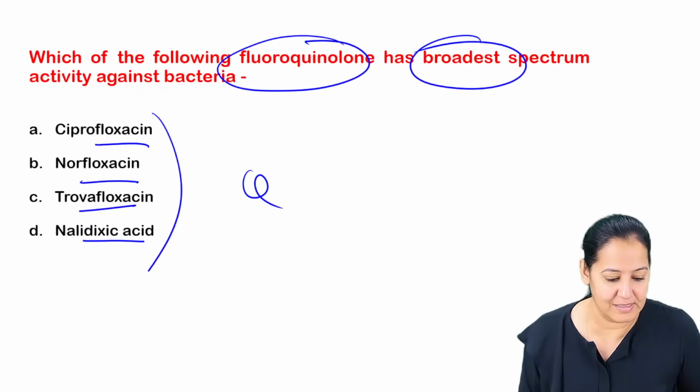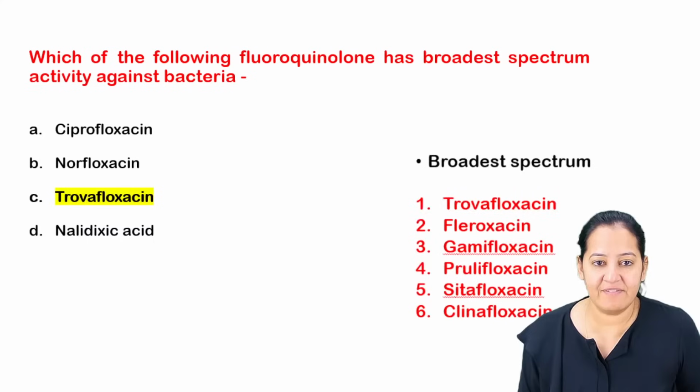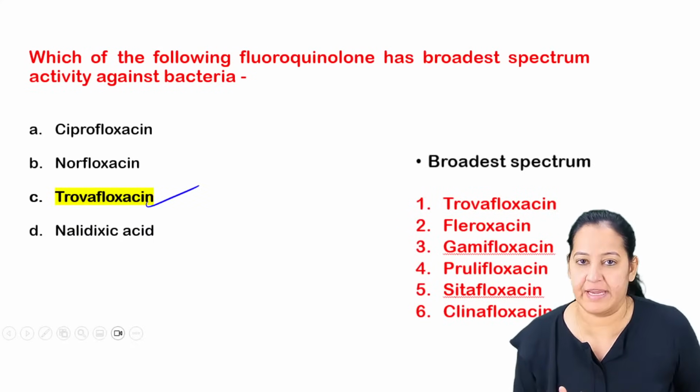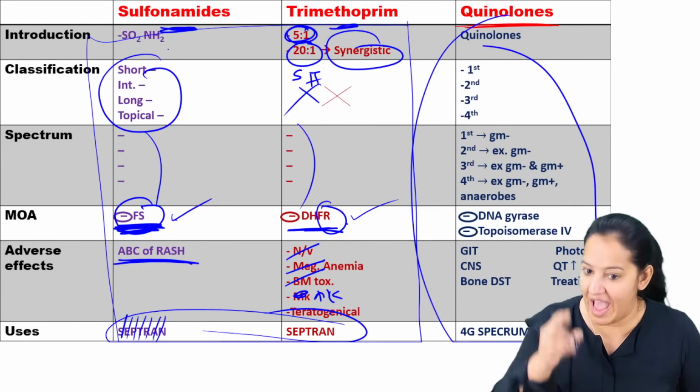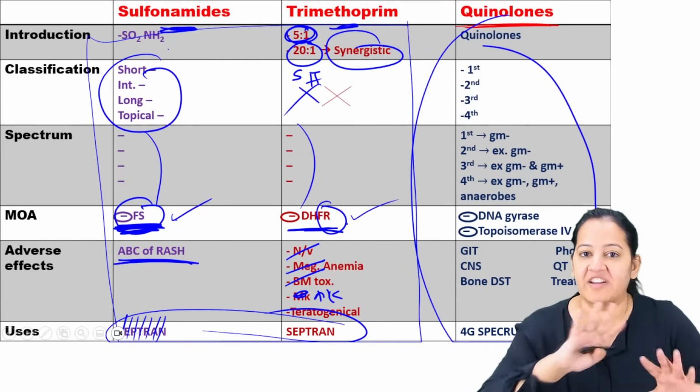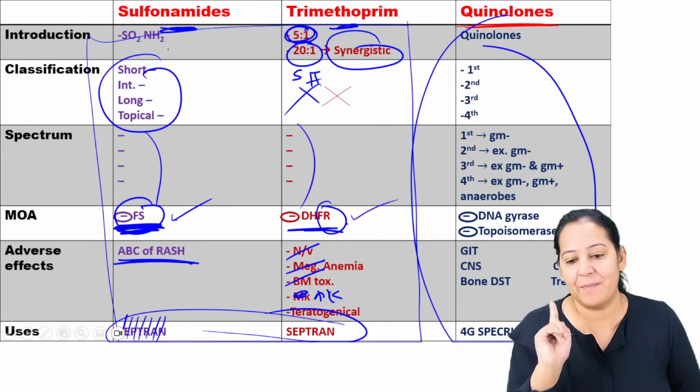What is the correct answer? First you guess, then I will tell you the answer. The correct answer is C. I will show you the question again. Don't worry. Let me explain everything about the quinolones, the third category. In the end, I will show you this chart and we will compare everything. So let's come to the quinolones.